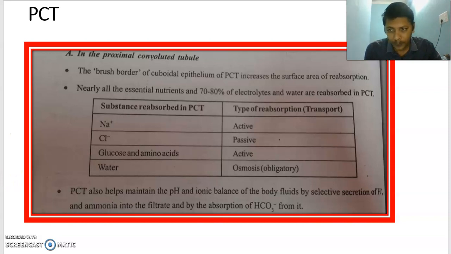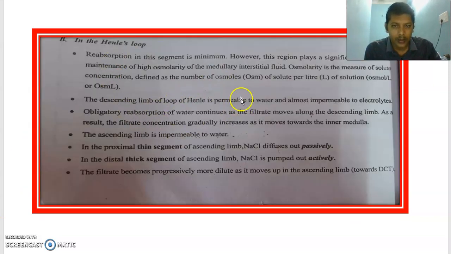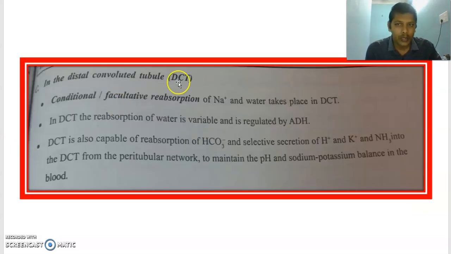This is the PCT. We discussed this part earlier, and this is the reabsorption and secretion. Secretion is not yet completed here. In the loop of Henle, secretion occurs in only one part. Now, come to the DCT.